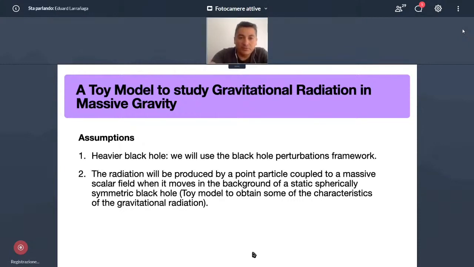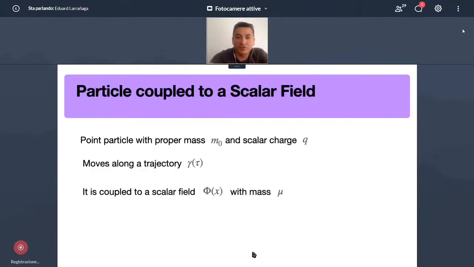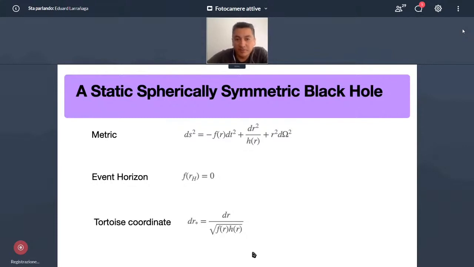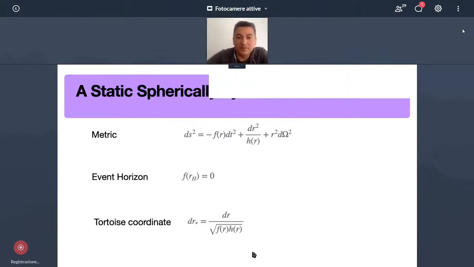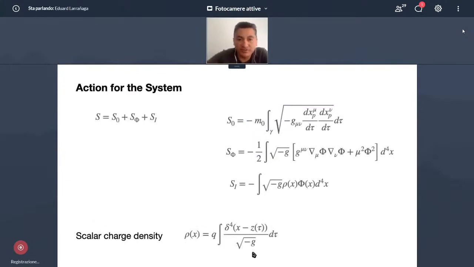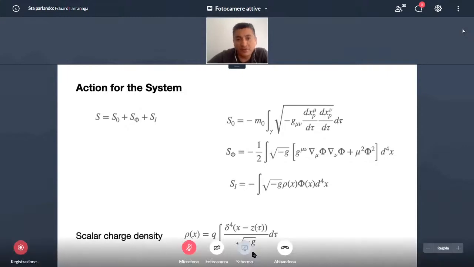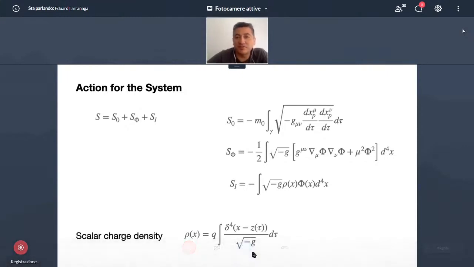In this simplified model, we will consider that the point particle has a proper mass m0, a scalar charge q, and that it moves along a curve gamma in a background space which will have this structure, representing the spherical symmetry. We will assume that there exists an event horizon defined by the zero of the function f. In order to write the corresponding equations, we introduce the tortoise coordinate r star. The mathematical description is obtained by introducing the action of the system, which is decomposed into an action describing the particle, another term describing the massive scalar field, and an interaction term in which the coupling of the particle and the field is given by the scalar charge density rho.